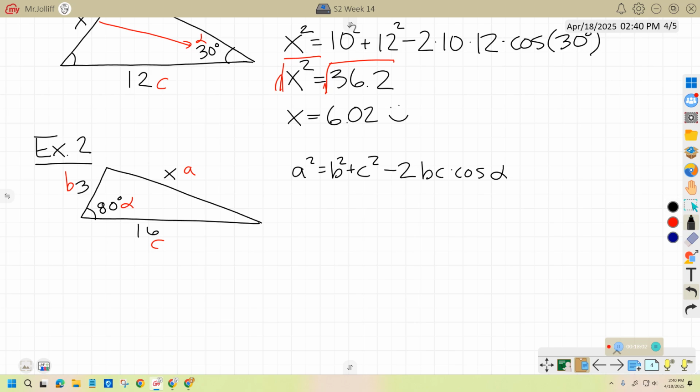The side you want is A, the angle opposite is alpha, the other two are B and C. Plug them into the equation. X squared is 3 squared plus 16 squared minus 2 times 3 times 16 times cosine of 80 degrees. Happy face. And like the good college trig students that we are, we all brought our calculator. We plug it into our calculator.